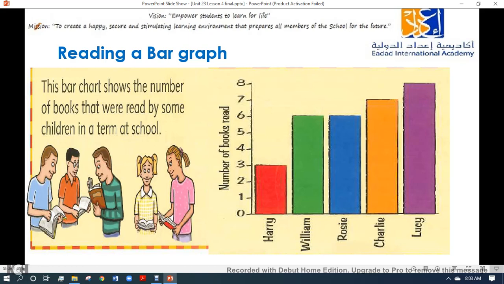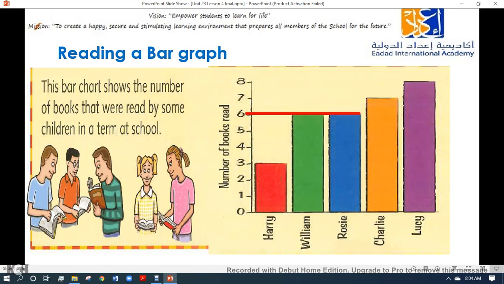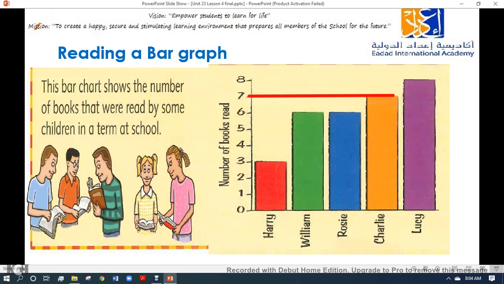Now, on the left side of your bar graph, we have numbers. So, the last end of the bar, we align it with the number that is the number of books Harry has read. So, in this example, Harry is in line with 3, so Harry read 3 books. How about William and Rosie? They're in line with 6, so they've read 6 books. And Charlie is in line with 7, so he read 7 books. And Lucy is in line with 8, so she read 8 books. Now, let's continue.